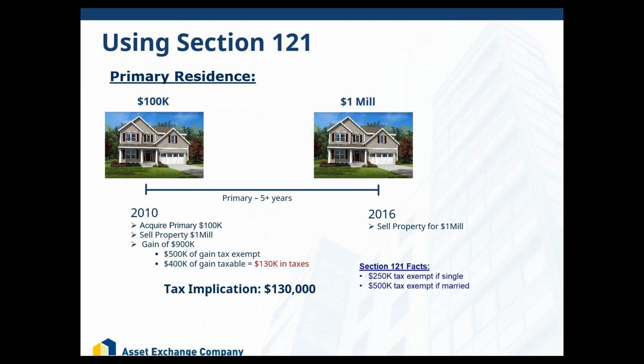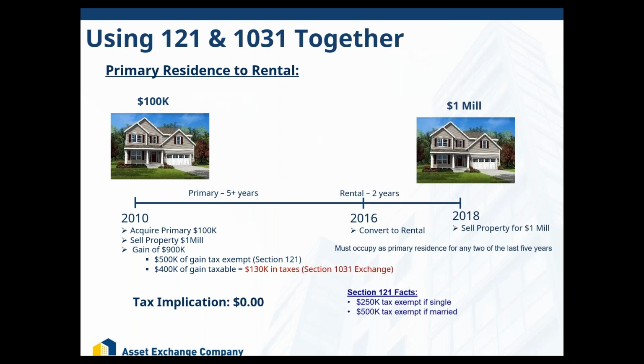Now, hey, what if we could do this? What if instead of selling the property in 2016, we actually had the ability to convert it to an investment property? We make it a rental property. All right, let's say we do that. Let's say we rent it out for 2 years. And then in 2018, we say, okay, now we're ready to sell it. We'll keep the numbers all the same. We're still going to sell it for $1 million. We're still married in 2018 when we sell it.